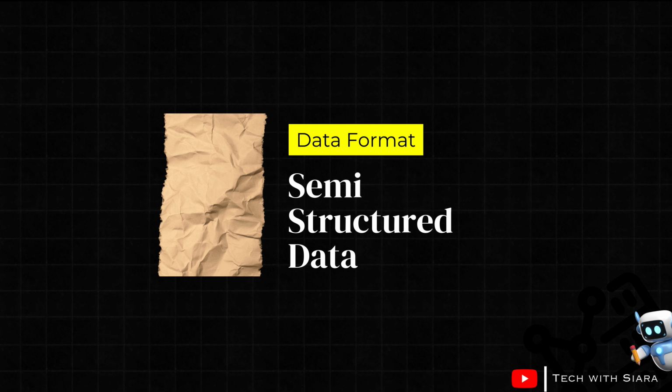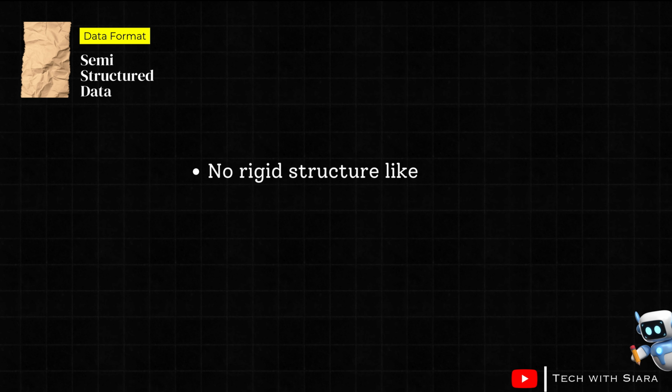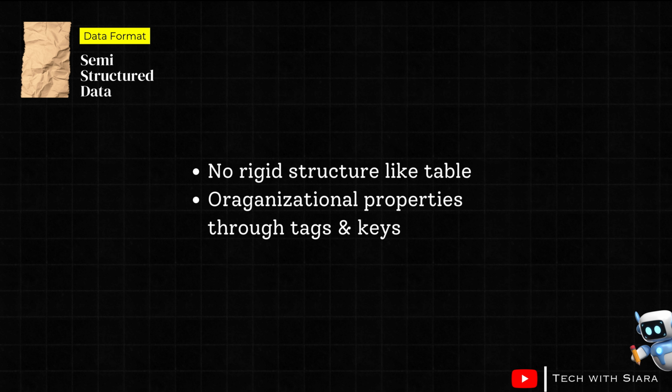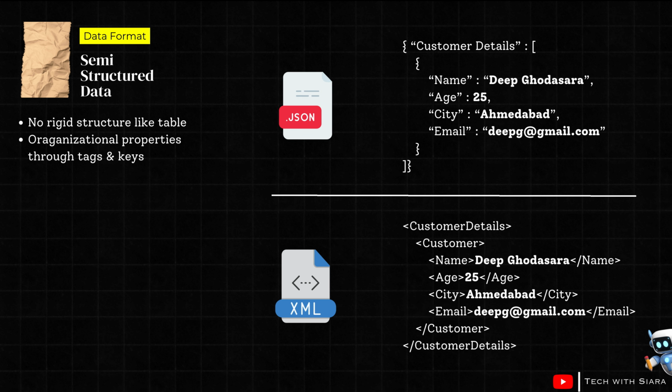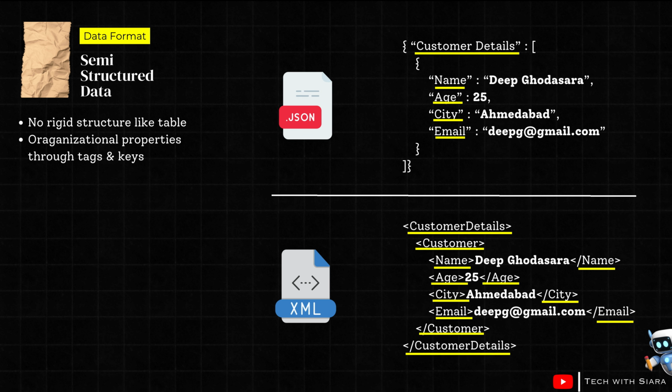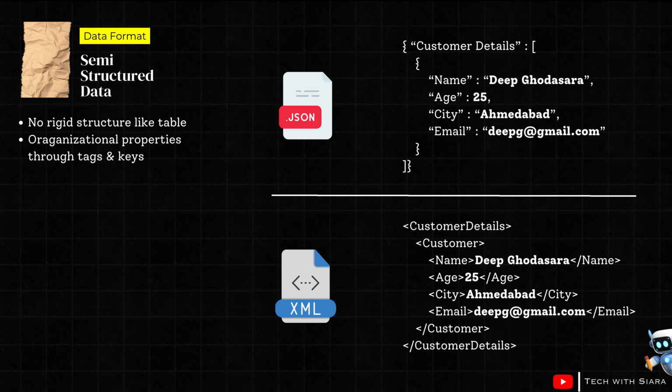Next is semi-structured data. This type of data doesn't conform to a rigid structure like a table, but it does have some organizational properties, often through tags or keys that identify different data elements. Think of JSON or XML files. They use tags to define elements, making it easier to organize and interpret the data compared to completely unstructured data. While not as easily searchable as structured data, semi-structured data offers more flexibility.